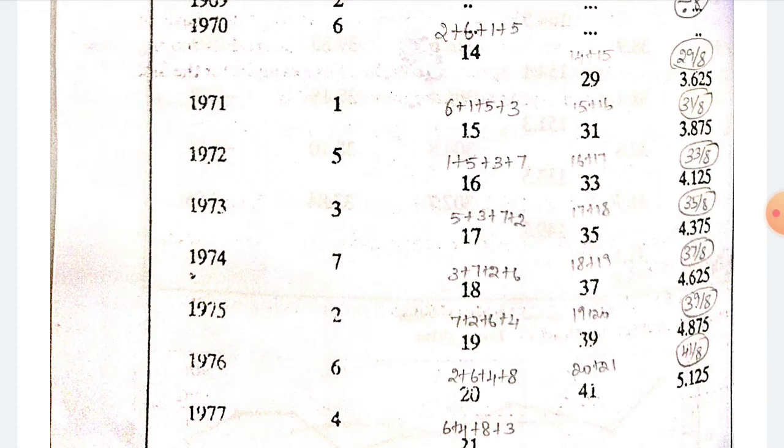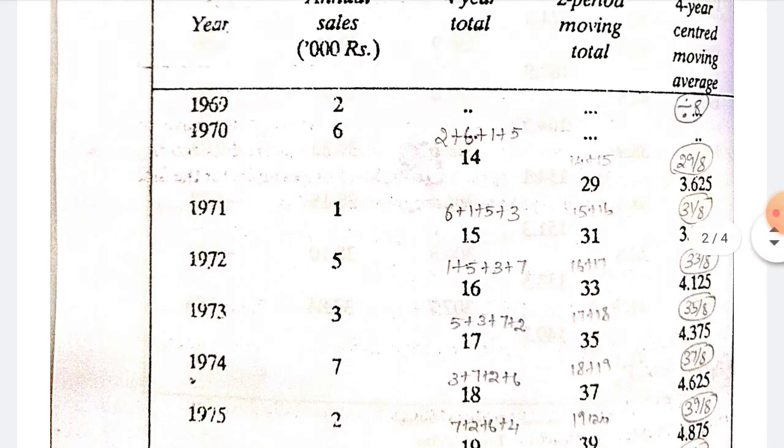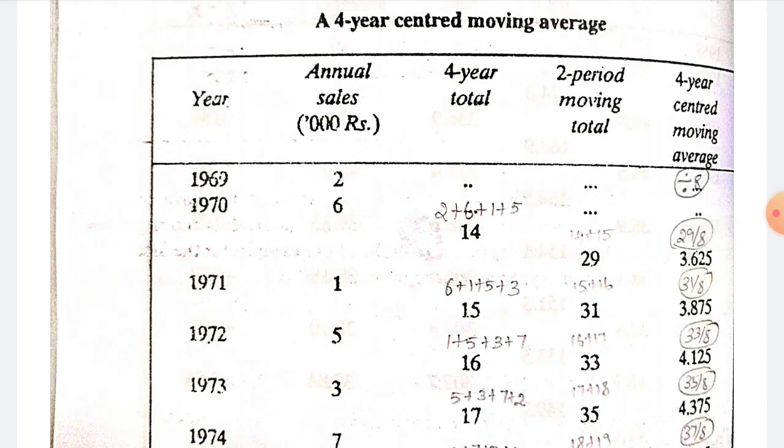35 divided by 8, 4.375. 37 divided by 8, 4.625. 39 divided by 8, 4.875. 41 divided by 8, 5.125. So like this we have to find the 4-yearly moving average.